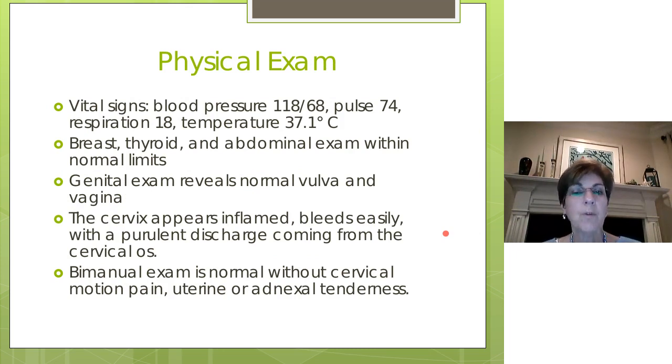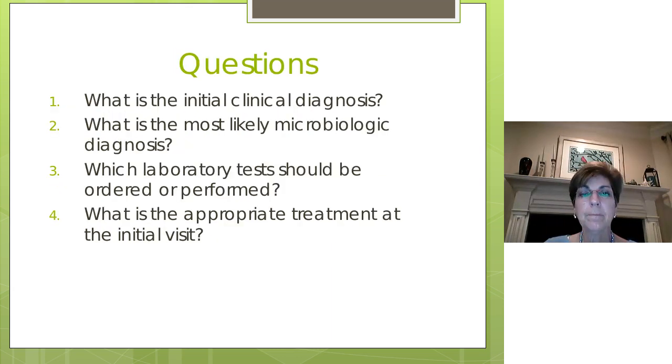Genital exam reveals normal vulva and vagina. The cervix appears inflamed, bleeds easily with purulent discharge coming from the cervical os. The bimanual exam is normal without cervical motion tenderness, uterine or adnexal tenderness. So what is the initial clinical diagnosis? Just clinical diagnosis. You don't have any lab tests yet. The purulent material coming from the cervix, red cervix, cervicitis. Okay? Natalie says cervicitis. That's correct.